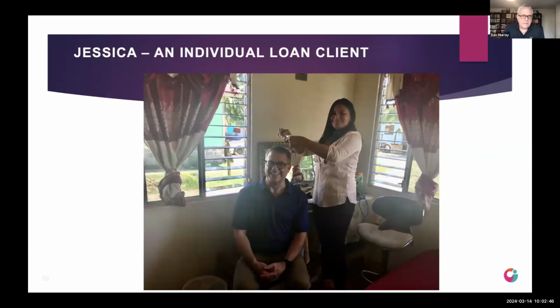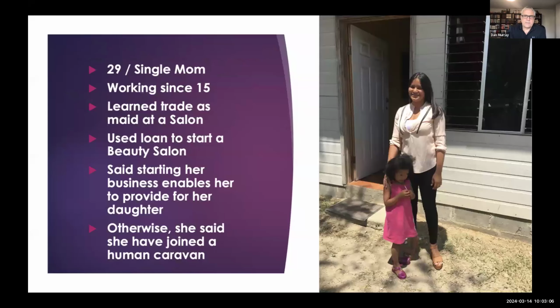A couple of client examples. This is Jessica. She has a small beauty salon that she has in her house. The house is a very simple concrete block structure. I believe actually it was a Habitat for Humanity home. John, you'll remember visiting this client in 2019. And Jessica, she's a classic story of a single mom. She'd been working since she was 15.